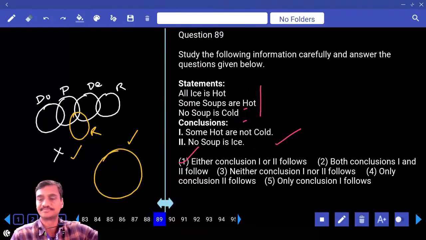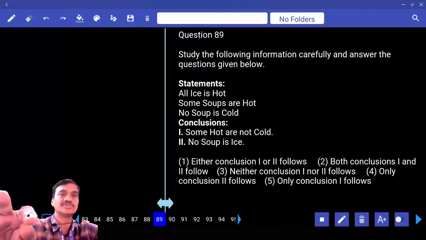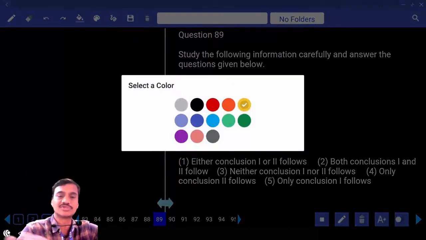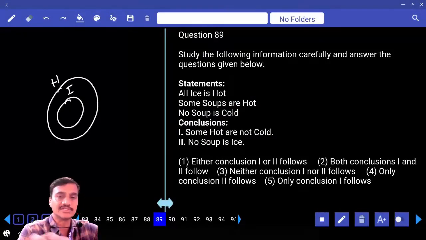Then 89. Now in this 89, all ice is hot. All ice is hot. How to represent this one? This is ice, which is hot. This entire ice is hot. And some soups are hot. Soup and hot. And no soup is cold. No intersection between soup and cold.